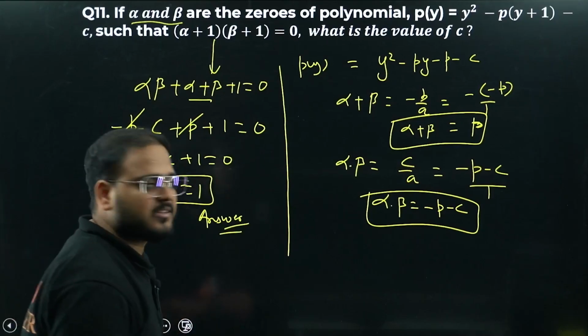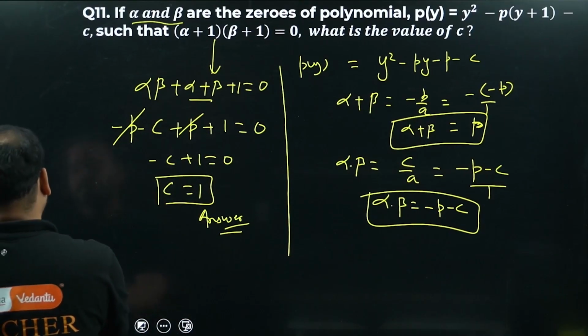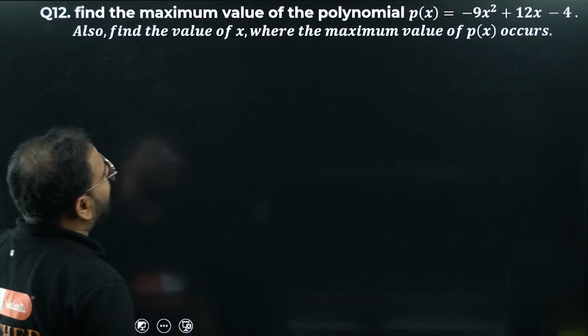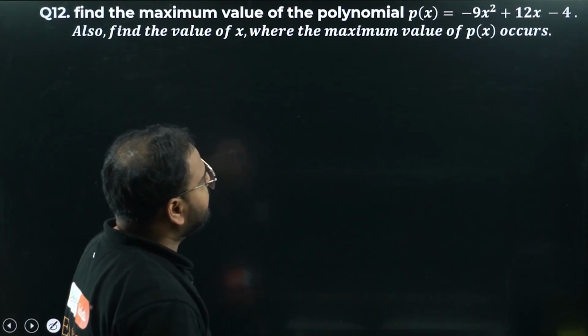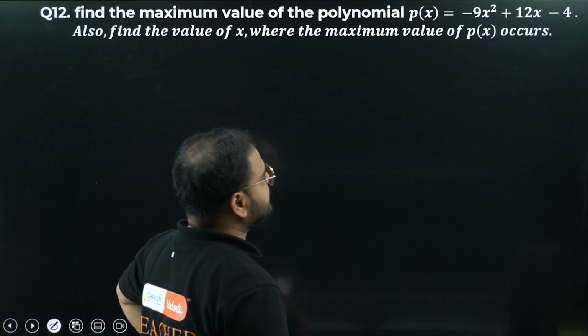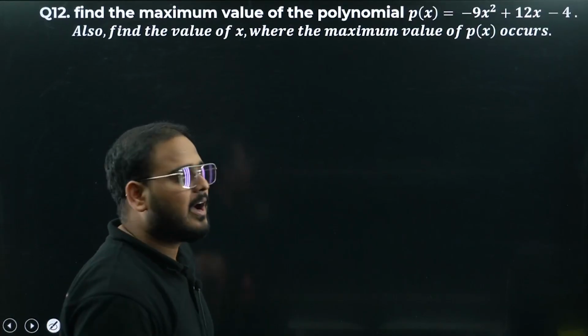I hope you got the answer right. Yes, I have done this question in my regular class also. Let's find the maximum value of the polynomial p(x) equals minus 9x square plus 12x minus 4. This also I've done, right? Find the maximum value. I told you this.